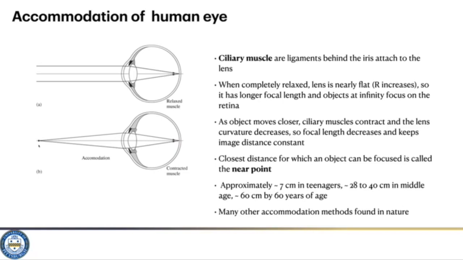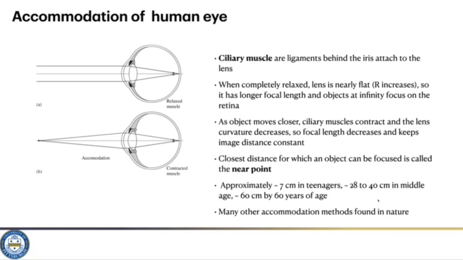But as we keep decreasing this object distance, it turns out that we reach a point, if we get any closer than that point, that the lens cannot accommodate that object anymore and does not form a clear image on the retina. And so this closest distance of approach for an object beyond which it cannot be focused is called the near point. This is approximately about 7 centimeters when you're young, and keeps increasing to about 40 centimeters in middle age and gets to about 60 centimeters by about 60 years of age.